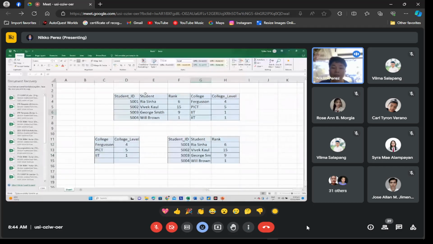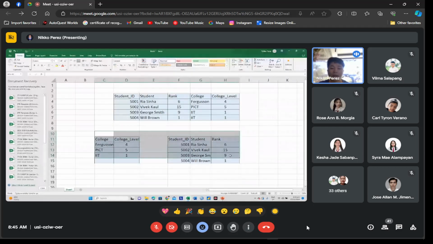Dapat isa ra ka representation for IIT. Sa atong default table, duha ka representation because duha ka student ang nag-enroll sa college IIT. But for our separation here, doing the decomposition, dapat isa ra siya ka representation. Kay puslan man na we perform decomposition yet we are still acquiring repeated data on our table. So kani ang first nga gi-apply.